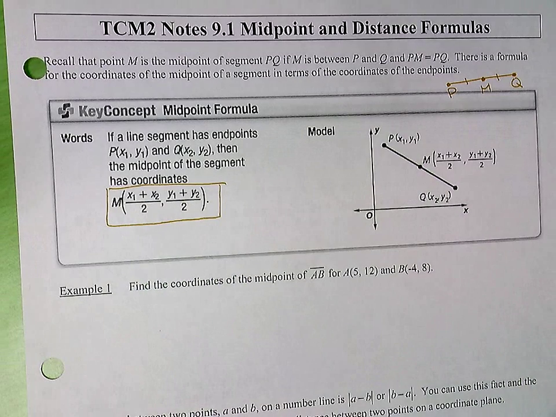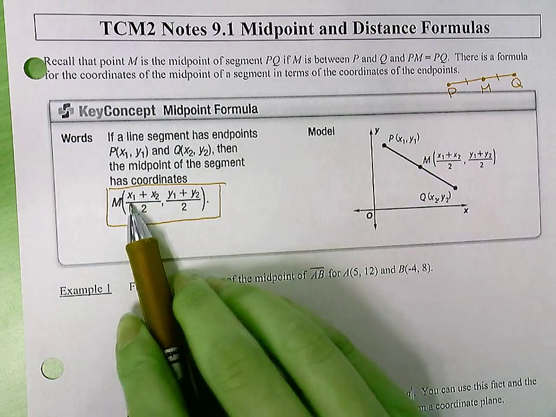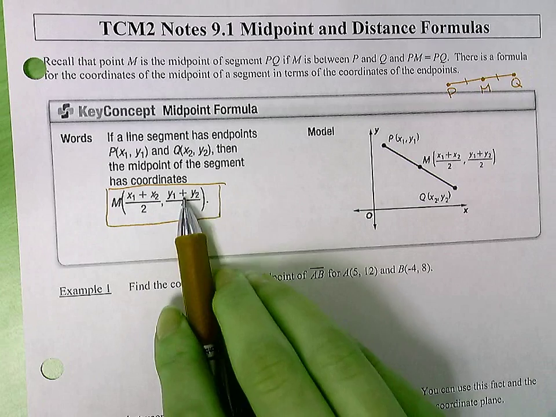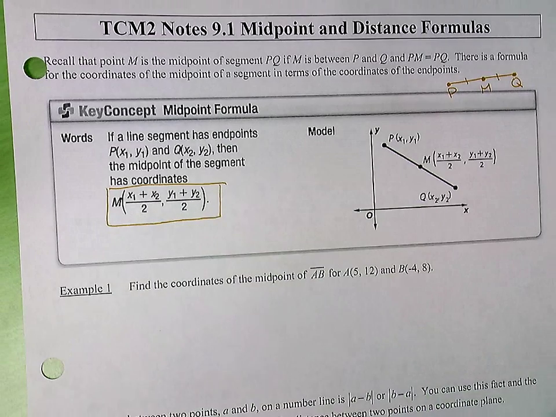Okay, to find that midpoint M, you'll take x sub 1 plus x sub 2, divide that by 2. Take y sub 1 plus y sub 2 and divide that by 2. So you're just taking the average of your x's, average of your y's, midpoint.